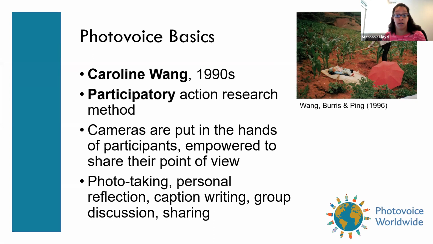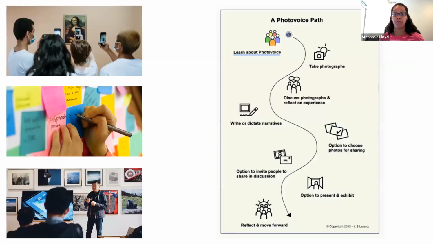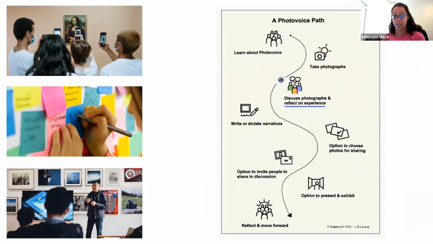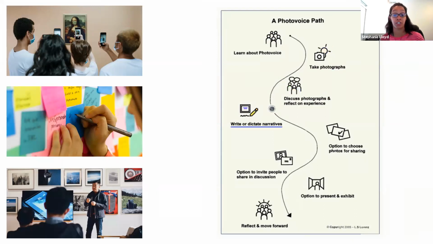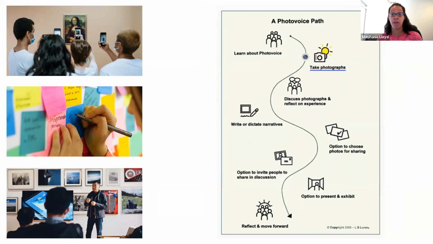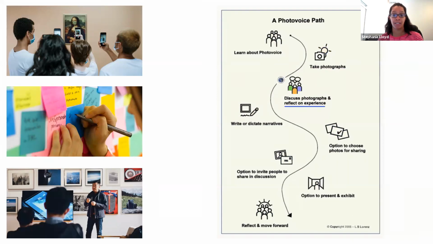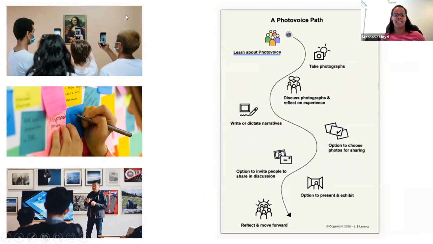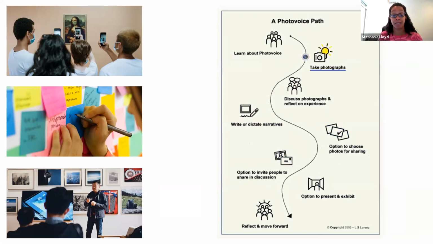So it goes through steps. There's learning about Photovoice, taking photographs, discussing them, writing captions, choosing which photographs to share, and then at the end of a project, opening it for some type of exhibit or presentation so others can learn about Photovoice and learn about the experiences. And this helps to make sure that a wider range of people are learning and understanding what is needed, and also to enact policy change.